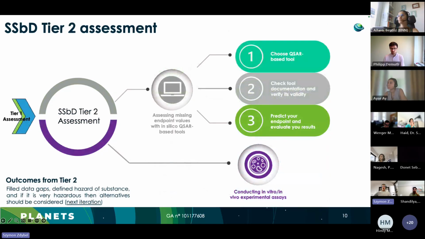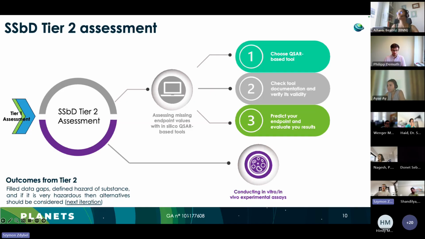Once the data gaps are identified from tier 1, they become our focus for the next tier. Thus, the aim of this step is to fill them as effectively as possible. And to make it possible to fill all the missing endpoint values, our first line of defense is the advanced in silico QSAR-based tools. As you can see on the upper pathway, which is the main pathway in our guideline, it requires a rigorous process.